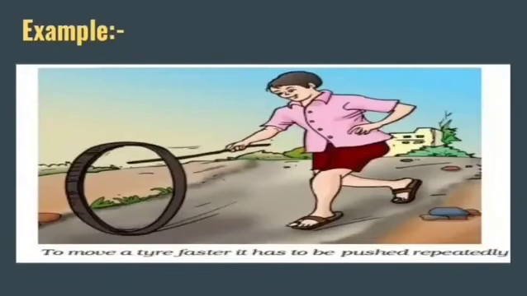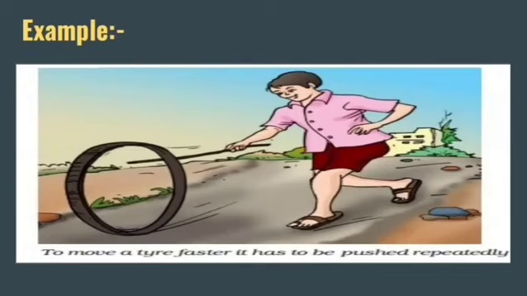This picture shows a child applying a force on a moving tire. This is a moving rubber tire, and a child applies a force on it. On applying the force, the speed of the tire increases. And why does it increase?